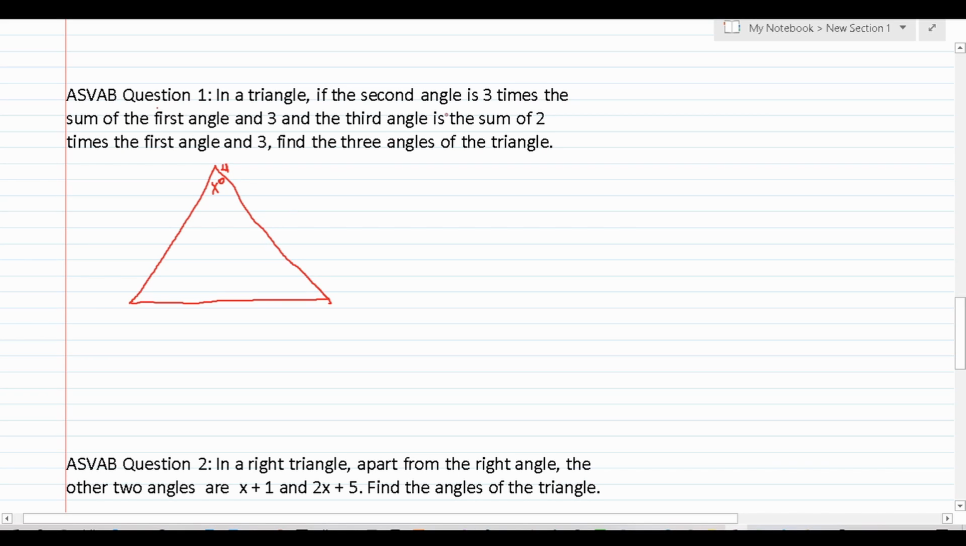And in light of that, we know the second angle is 3 times the sum of the first angle and 3. So that's going to be 3x plus 3. And again, that corresponds to angle 2. And similarly, we know the third angle is the sum of 2 times the first angle and 3. So that's going to be 2x plus 3. And again, that's going to be our third angle.